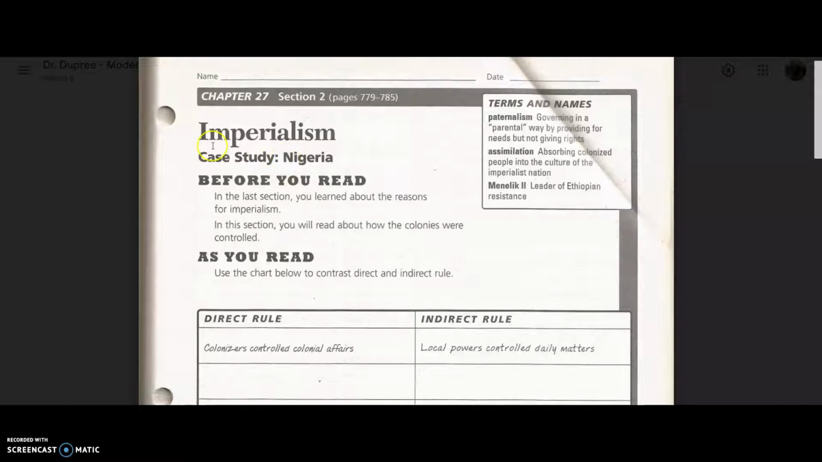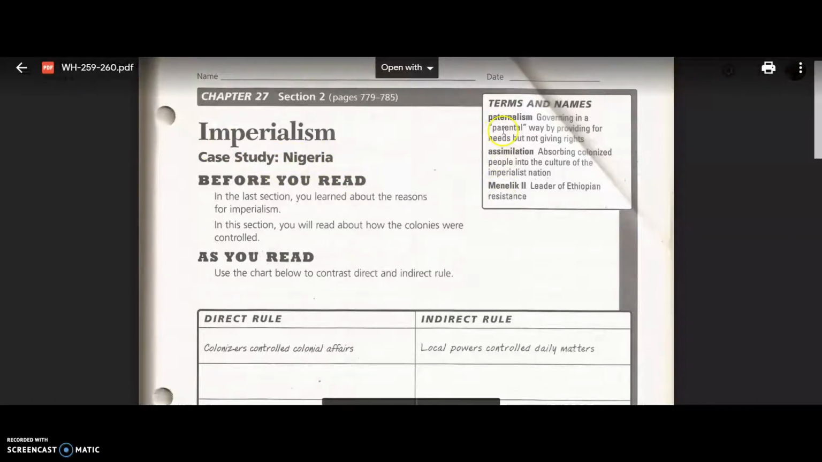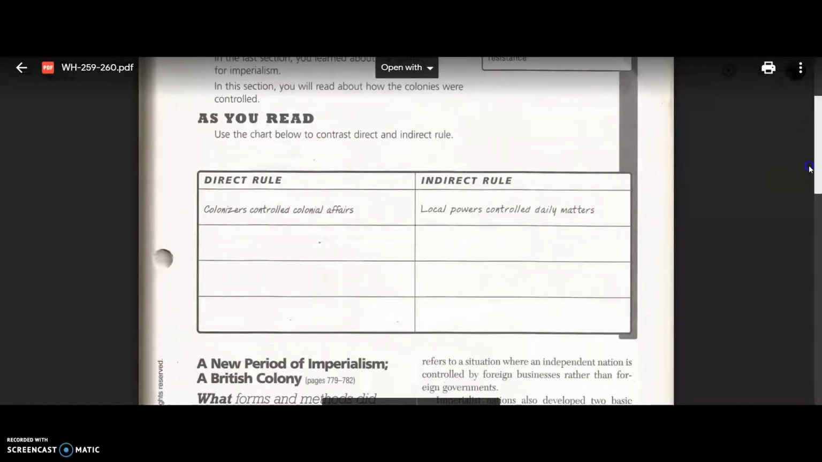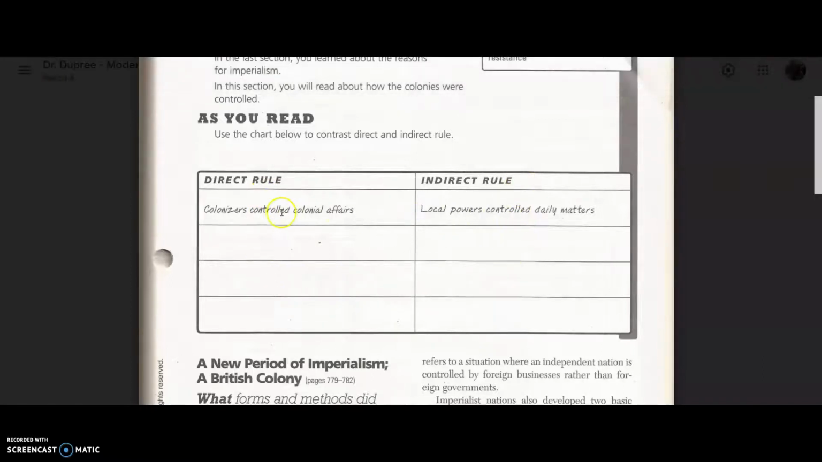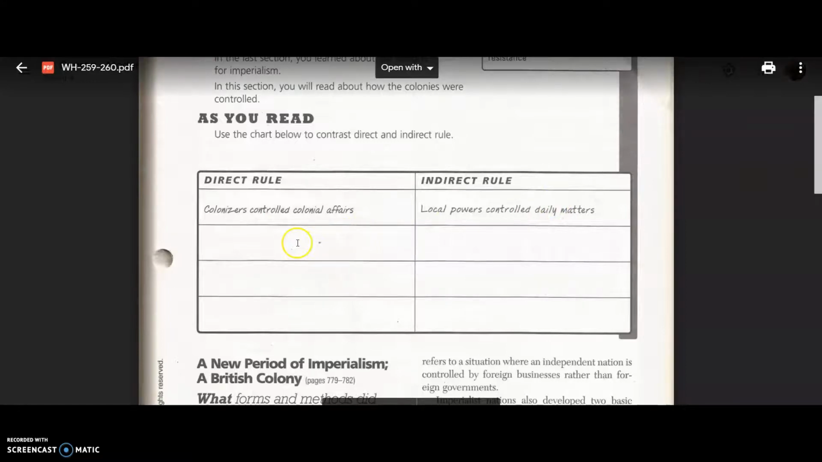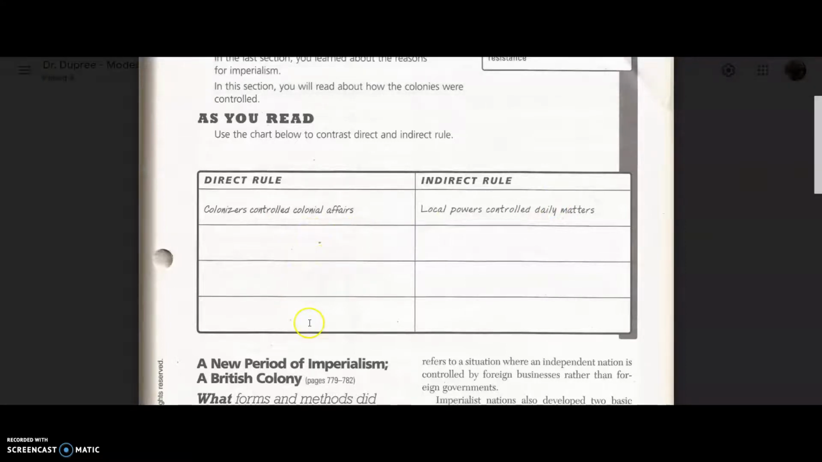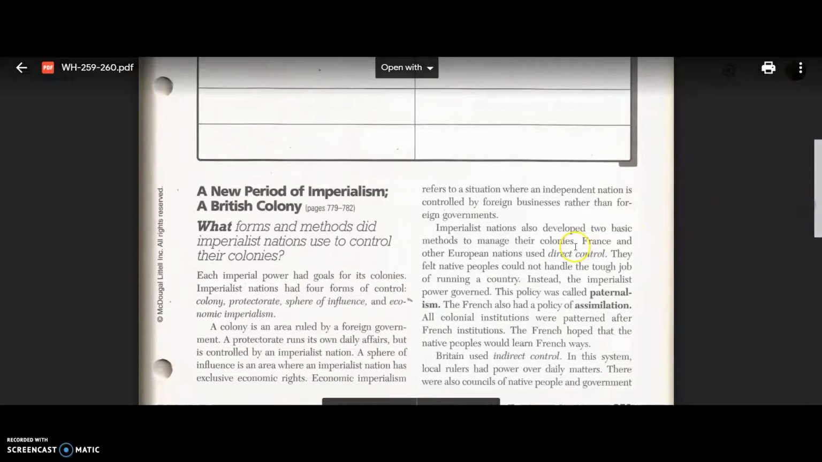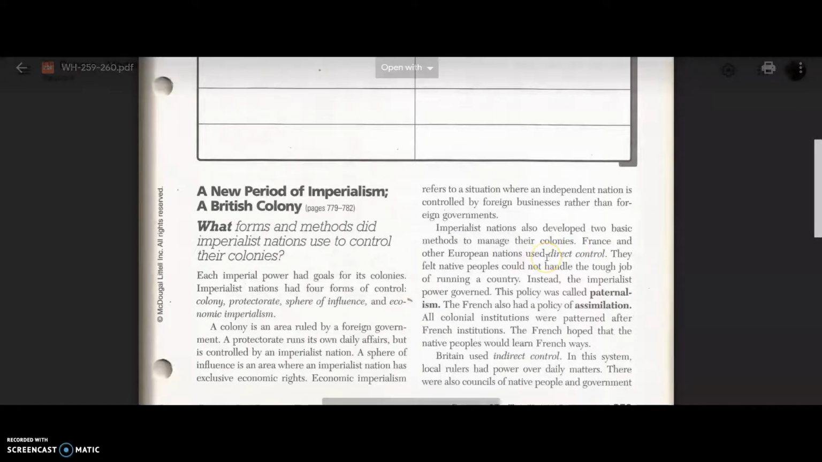The unit today is looking at Nigeria, which was a British area under British control, and you have your vocabulary right here. You must do this chart right here. Alright, so the chart, you're going to be looking at direct rule and indirect rule. One, the definition has been given, and you need to give details, 3 details about each, and this can be found right here, direct control.